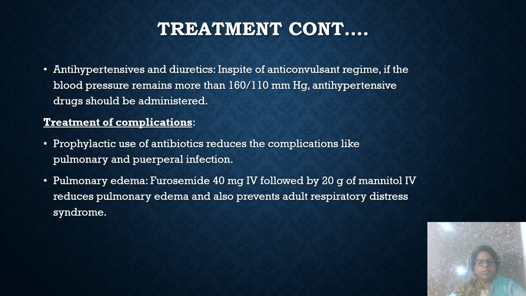Treatment is continued. Antihypertensives and diuretics. In spite of anticonvulsant regime, if the blood pressure remains more than 160 by 110 mm Hg, antihypertensives should be administered. Then treatment of complication, prophylactic use of antibiotics reduces complications like pulmonary and puerperal infection. Pulmonary edema is another major complication. Furosemide 40 mg IV followed by 20 gram of mannitol IV reduces pulmonary edema and also prevents adult respiratory distress syndrome.